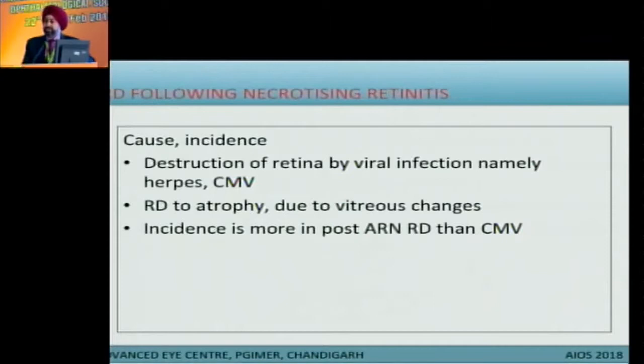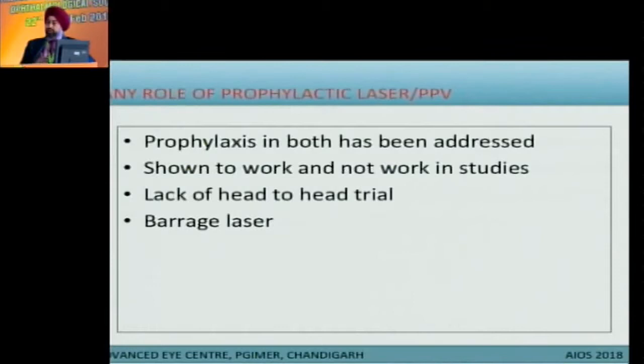So before moving on to surgery, has anybody talked about prophylaxis? There are a lot of papers, but no head-to-head trials, because these are not very common things. Paul Sternberg is the one who proposed that you should prophylactically laser these lesions. All this prophylactic laser came for the ARN patient, not for CMV. For CMV, it came much later.